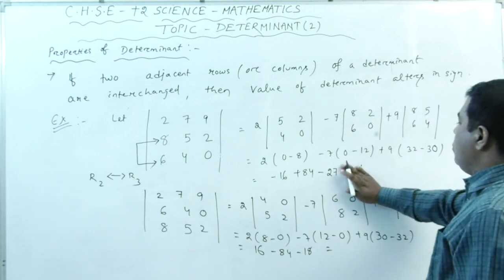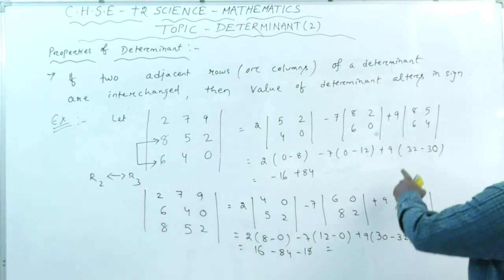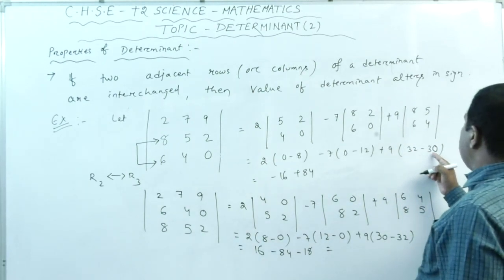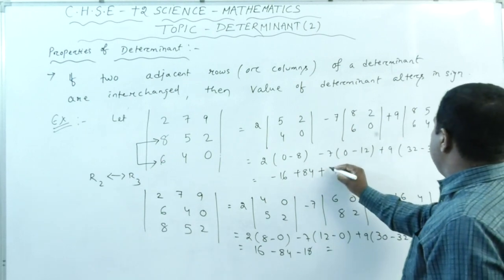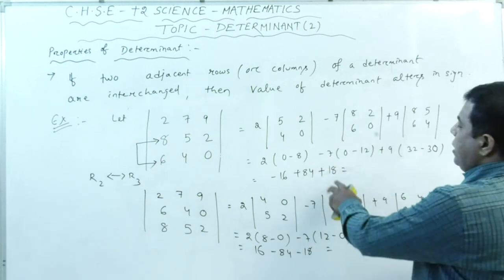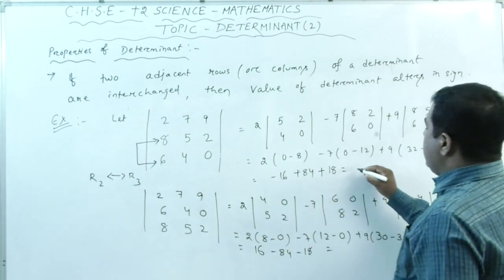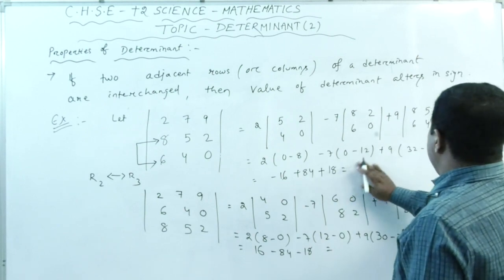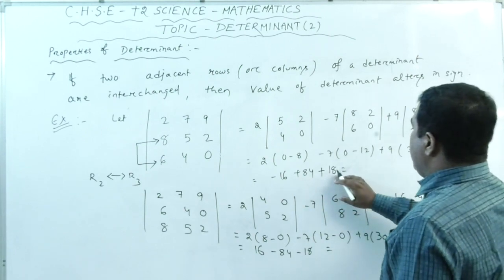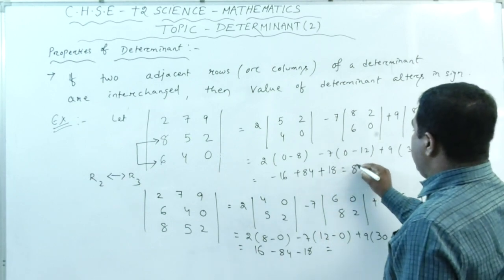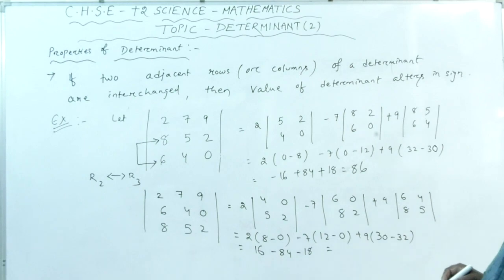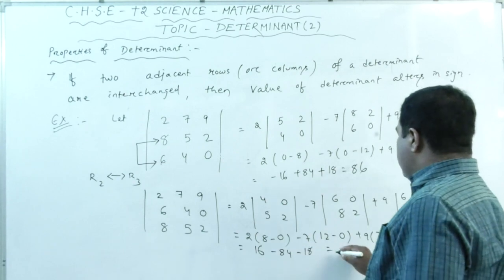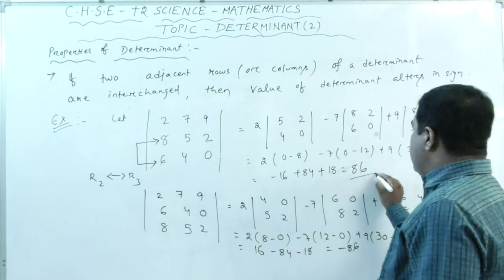So there is a mistake here. It is 32 minus 30. So it is 9 times of 32 minus 30, which is 2. So it is 18. So you see, it is 62 minus 16, that is 46. Sorry, it is 84 plus 2, so it is 86. So you see what happened here. It is minus 2 and it is minus 86. Okay, dear students, now you can see the value.